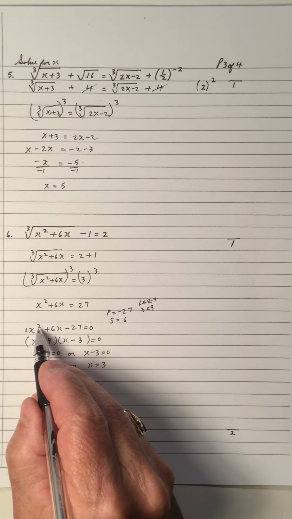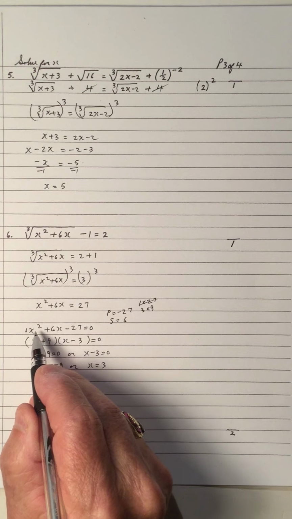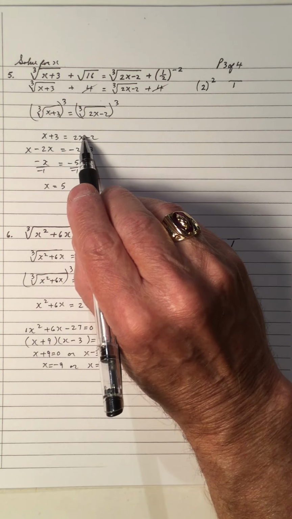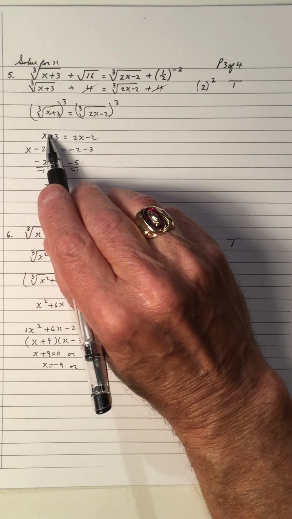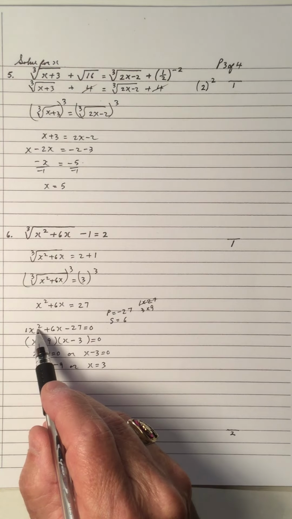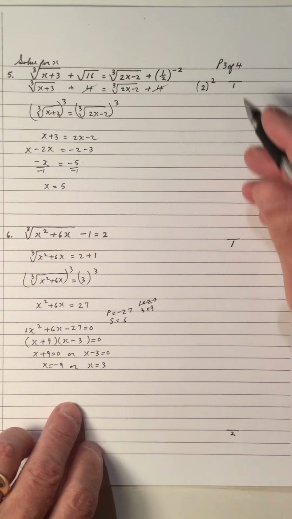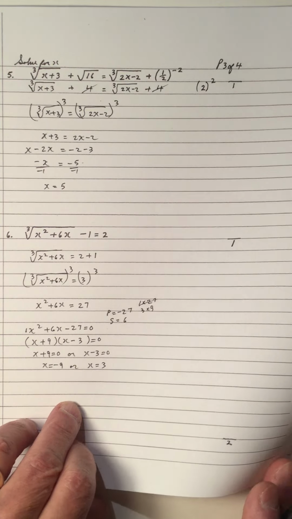Notice we got an x squared, so it's 2 answers. Notice in the one up here we have x to the 1 power, so there's only 1 answer. Because this is a square, there are 2 answers. So if you have negative 9 and 3, give yourself 2 marks for the page total.